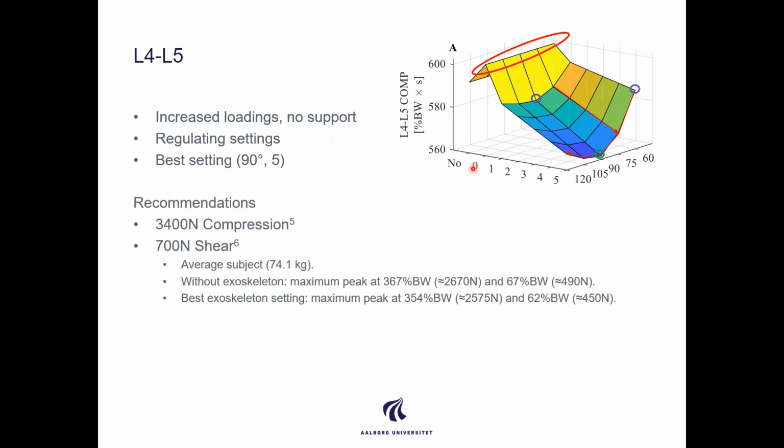We tried to compare our results a bit with the recommendation, which is 3,400 newtons for compression and 700 for shear forces. And we tried to compare it to the average subject that we had in our study. And we could see that without an exoskeleton, we were below these limits, which of course was expected, because lifting a 7.9 kilogram box should not be above the limits.